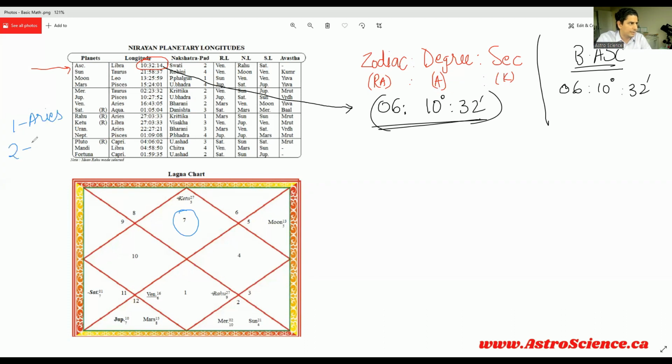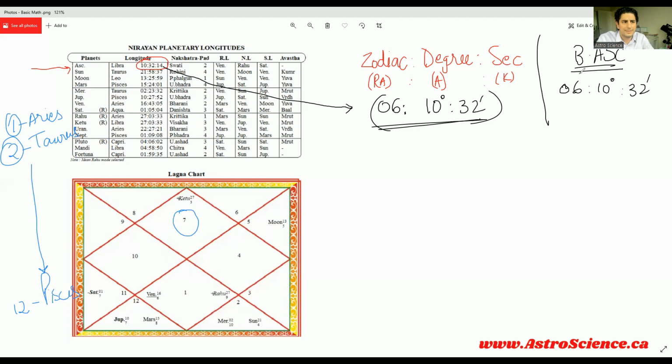The number 2 is for Taurus. Likewise, for all the 12 zodiac signs till 12, it's Pisces. You have to really learn these numbers by heart, because in the birth charts, all you will see is these numbers. So numbers are important.